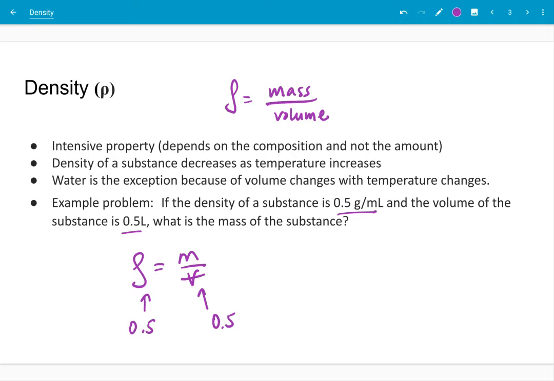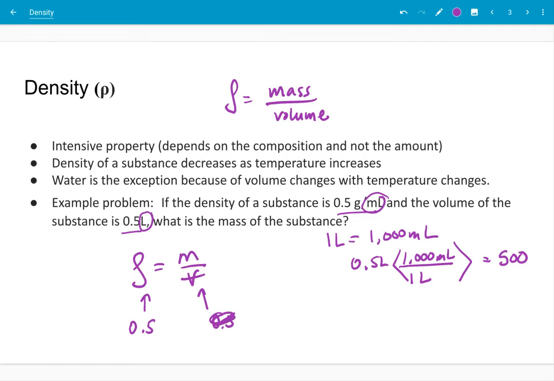So we're going to take 0.5 times 0.5. When we multiply that out, that ends up being 0.25. But I did make a mistake. Did you catch that this was liters and the units were milliliters? So we're going to do a quick conversion: 1 liter is equal to 1,000 milliliters. So that 0.5 liters is now going to become 0.5 times 1,000, 500 milliliters. So that number should be going into the volume and not the 0.5.